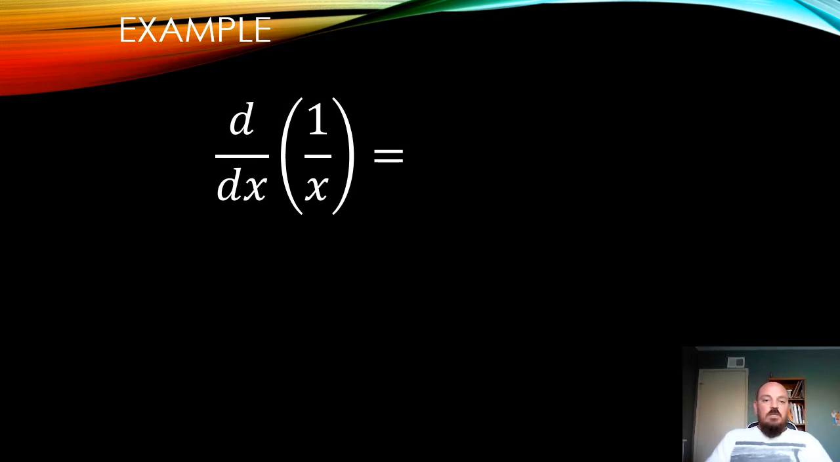All right, so let's take a look at this one right here, the derivative of 1 over x. Now the first thing I want to say is that you cannot do the power rule separately. Some people might look at this and say, oh, the derivative of 1 is 0, and the derivative of x is 1, so the answer is 0 over 1, which equals 0. It doesn't work that way.